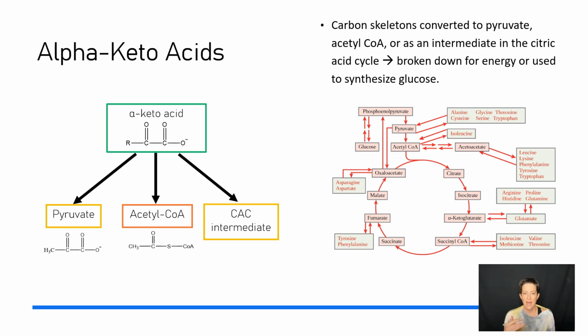Once we've made that alpha-keto acid, after the transamination, moving the amine group out and off to the side so that it can be excreted, how do we finish out this carbon backbone digestion of our proteins? Depending on the R group, it can enter in the process in different parts. We can have pyruvate, we can have acetyl-CoA, or we can have a citric acid cycle intermediate.